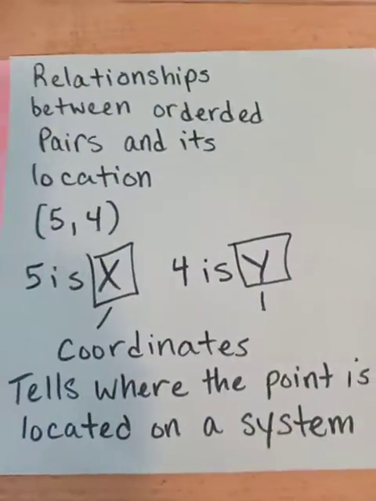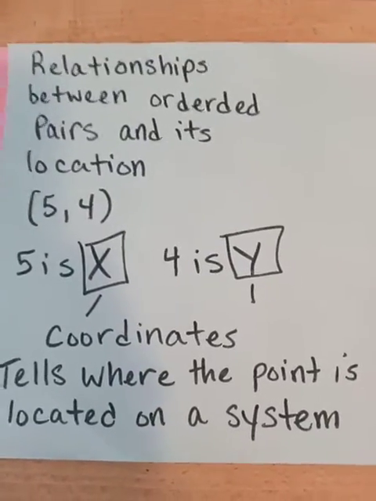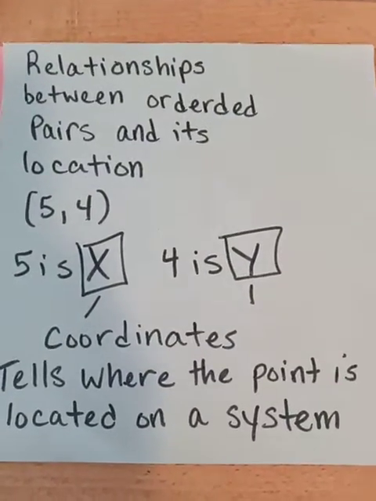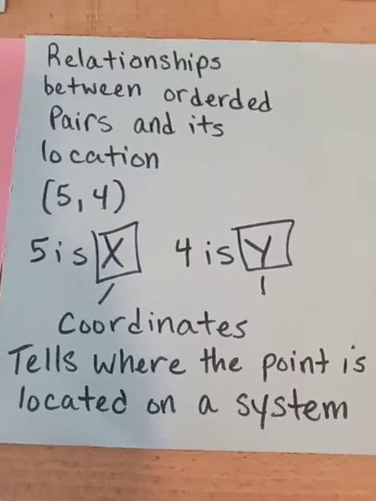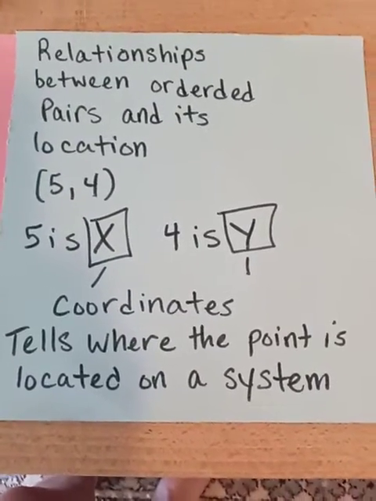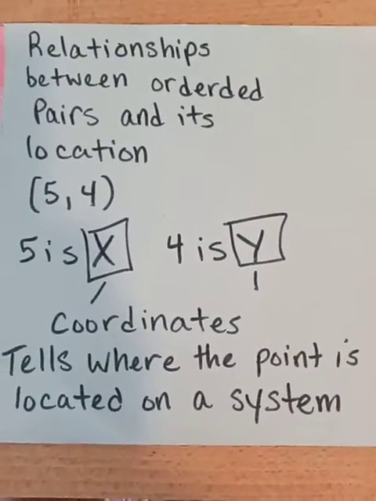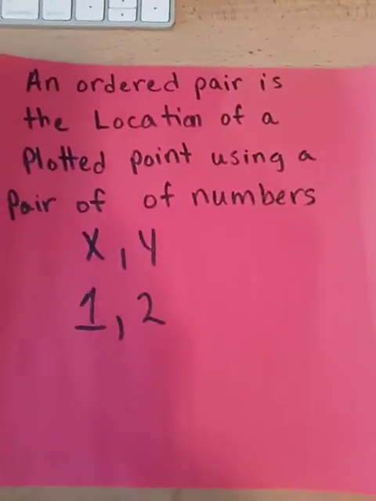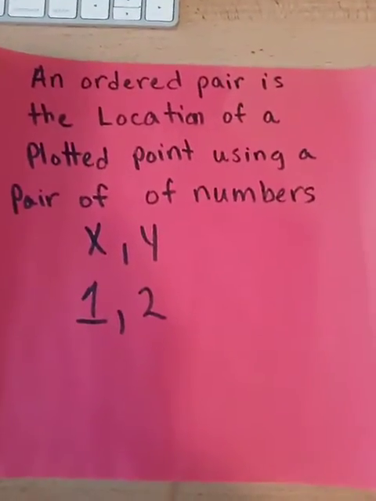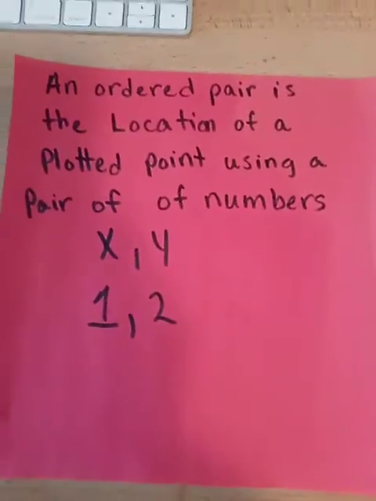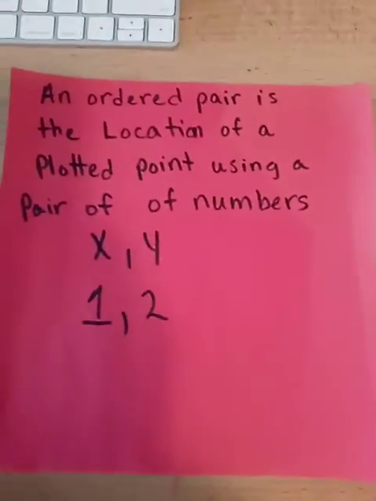The relationship between ordered pairs and their location: if you take 5 and 4, 5 is x and 4 is y. These are both coordinates and they both tell where the point is located on a system. An ordered pair is the location of a plotted point using a pair of numbers. X is 1 and y is 2.